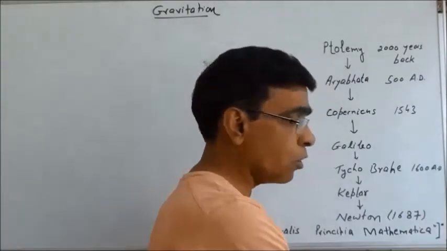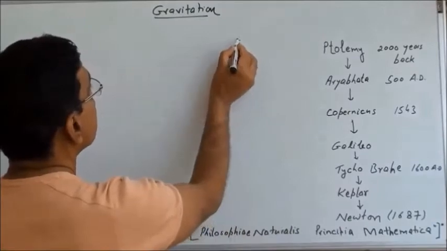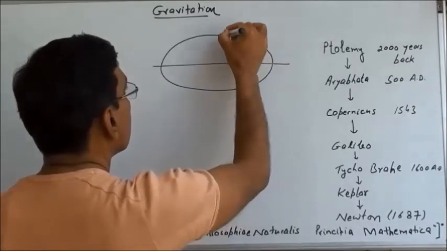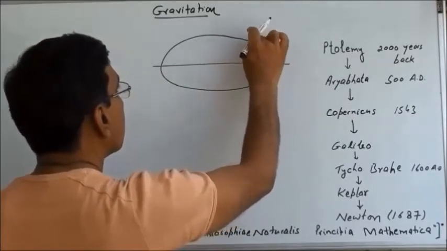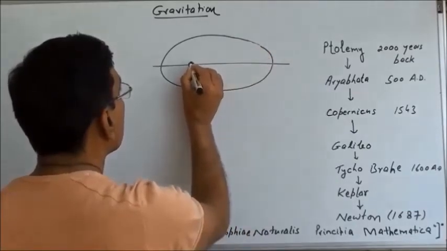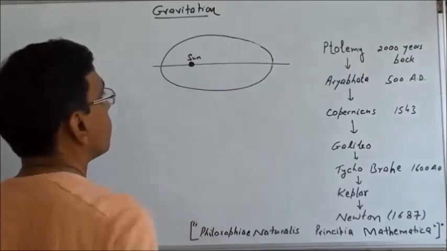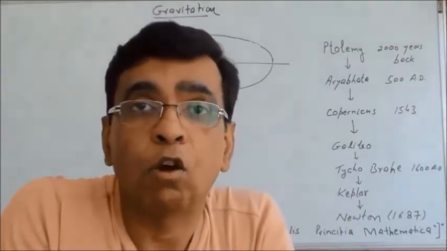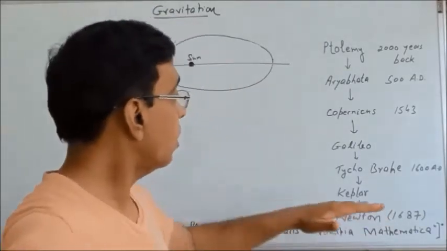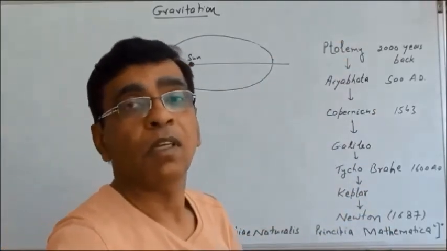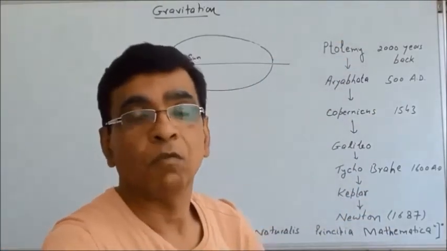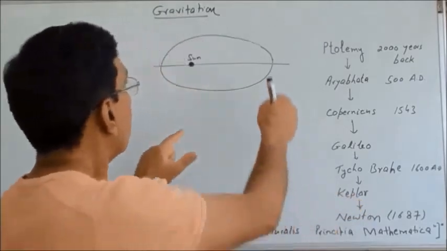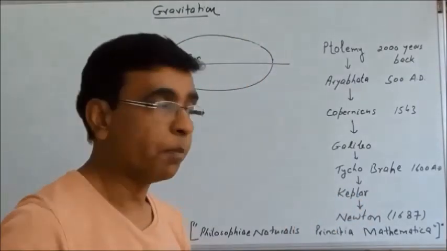He gave 3 laws of planetary motion. First was: all the planets move around the Sun in elliptical orbits, not circular. Before Kepler, all of them gave the theory of circular orbits. And whether the Earth is moving or the Sun is moving, they talked about circular orbits. He told that the orbit of the planets is elliptical.